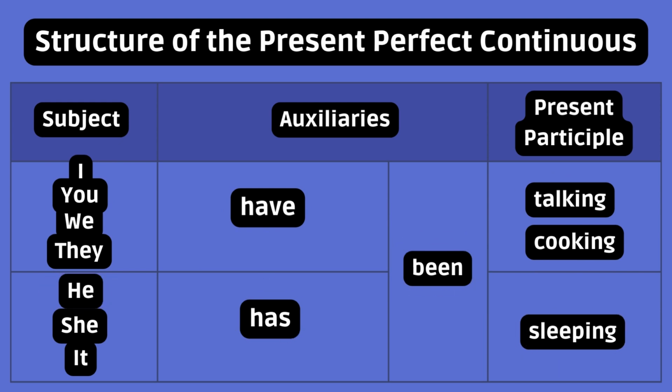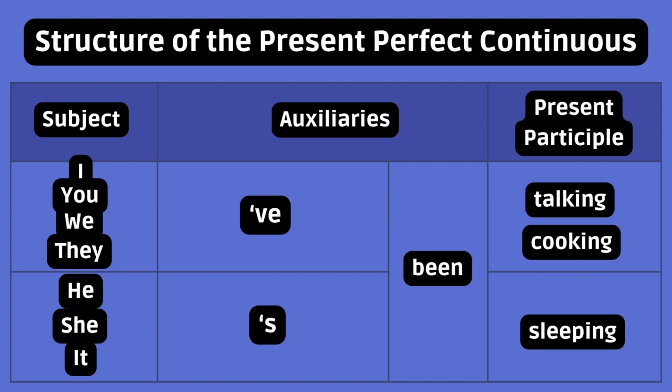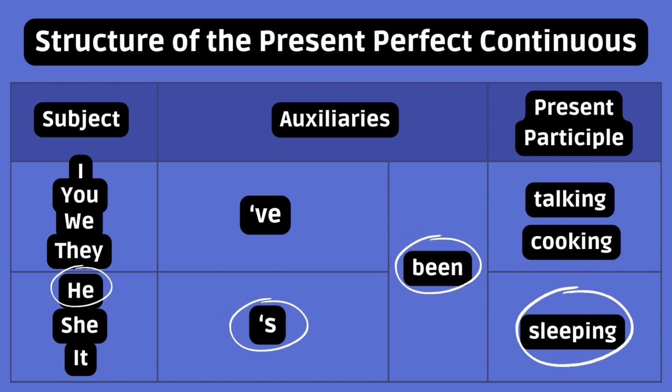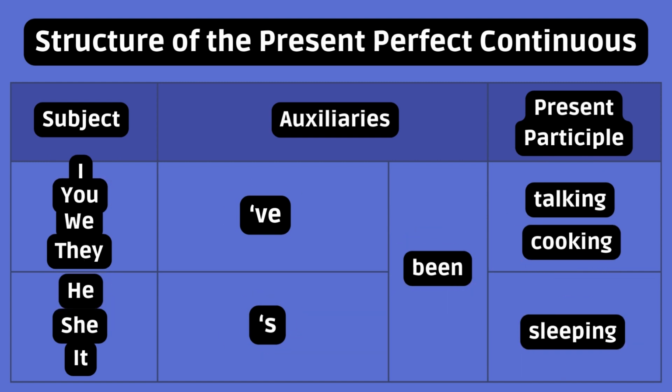Go ahead and use a subject have-has contraction if you feel like it. I've been talking. You've been cooking. He's been sleeping. Just remember that in this case, apostrophe S isn't the contraction of is. You can be sure it's has because it's followed by been.